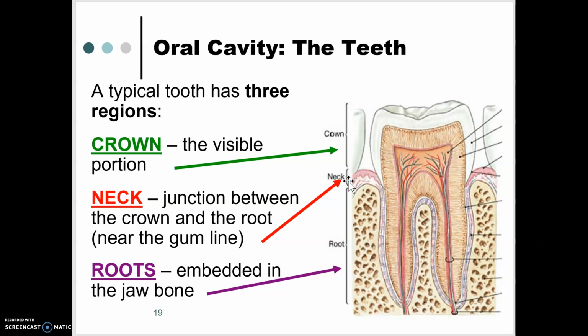At the point where the crown meets your gum, we call that the neck of the tooth. And then below that, the part of the tooth that's embedded in the bone of the jaw, both the maxilla and the mandible, is going to be the root. Okay, so three major sections of the tooth. We get the crown, we get the neck, this area right here, and then below that everything is going to be the root.